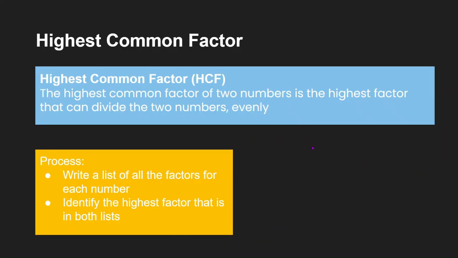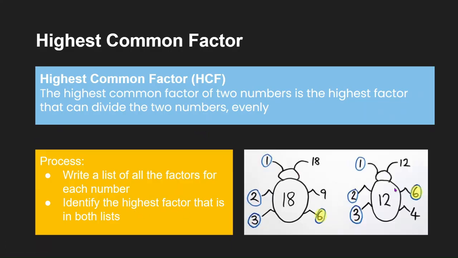So now let's think about the highest common factor. This is just kind of an extension of that original principle. We're looking for common factors, and we're looking for the biggest one possible, right? So the highest common factor of two numbers is the highest factor that can divide the two numbers evenly. So our process, again, is write a list of all the factors and then identify the highest one that's in both lists.